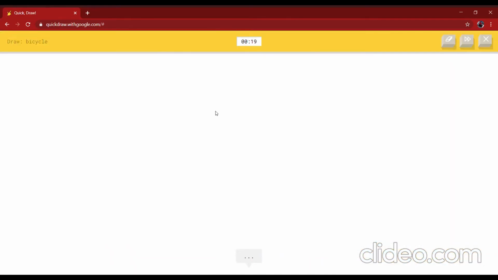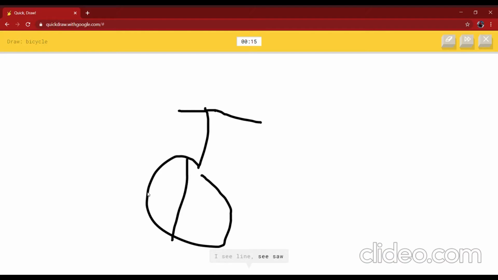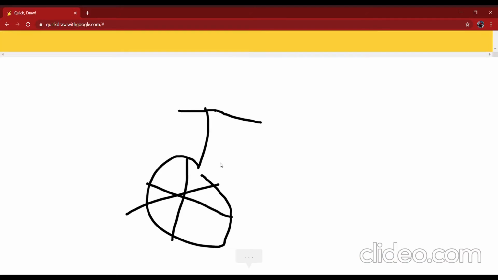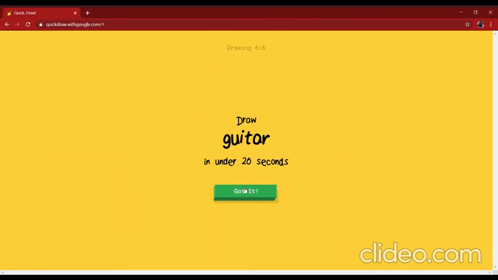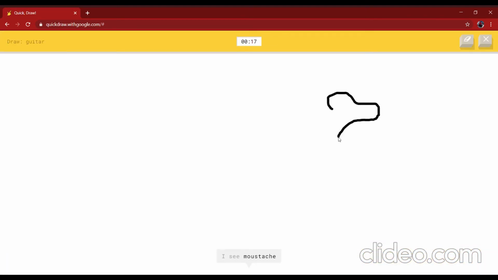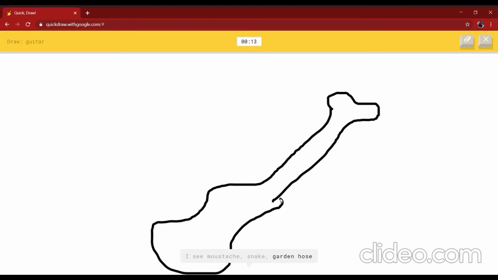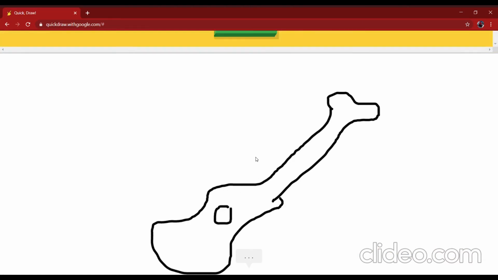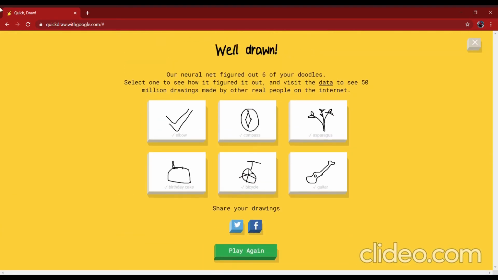Now for a bicycle. I see line. Or seesaw. Oh, I know, it's bicycle. It looks like some sort of one-wheeled cycle, you know. Guitar. I see mustache. Or snake. Or garden hose. Oh, I know, it's guitar.